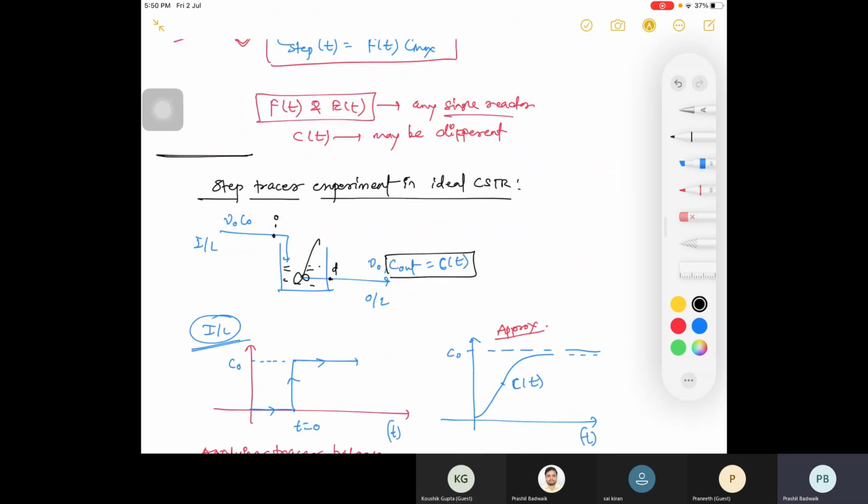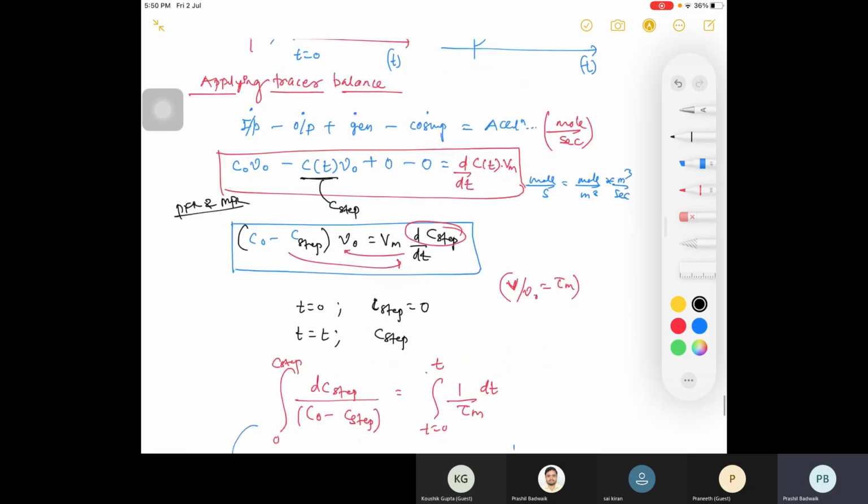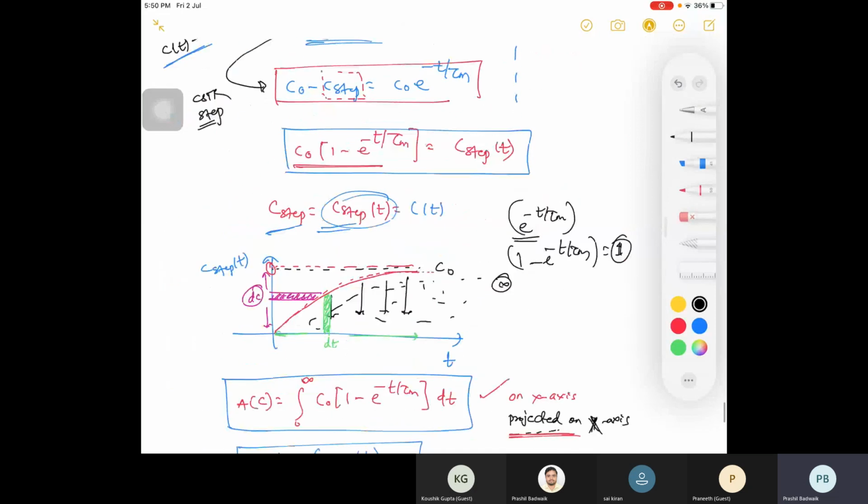Then we started with the step tracer experiment in ideal CSTR, where we calculated various things such as mean residence time, the concentration profile, and E of t. There we saw one important point: whenever you have step injection and pulse injection, you get a different concentration profile at the exit of the reactor. Your C curve is different, but you get the same exit age distribution function and cumulative distribution function, that is E of t and F of t, in both cases, because the system is linear and the reactor is the same, so we get the same profile.